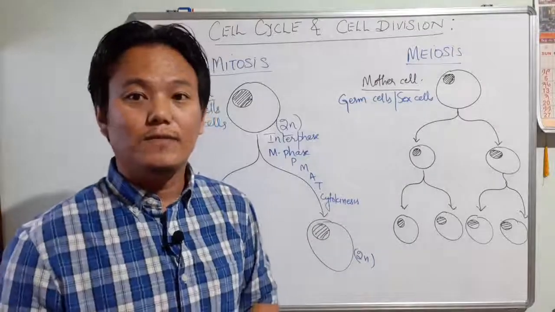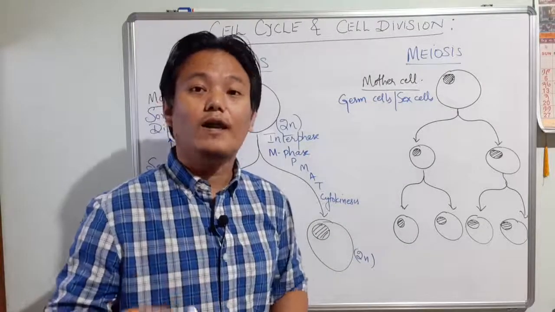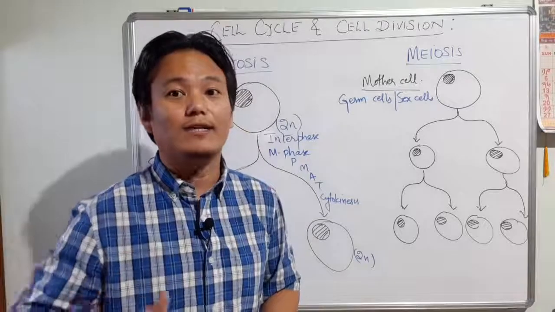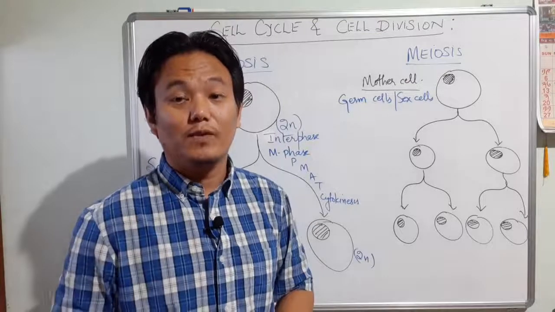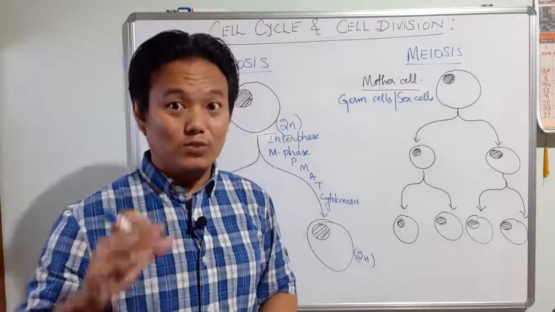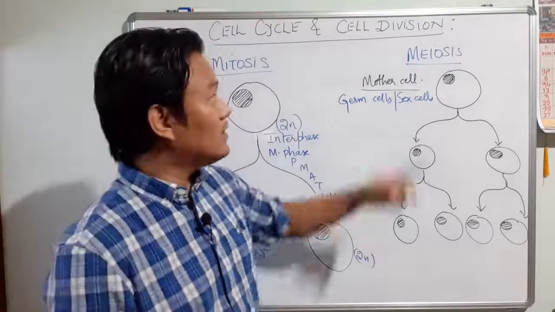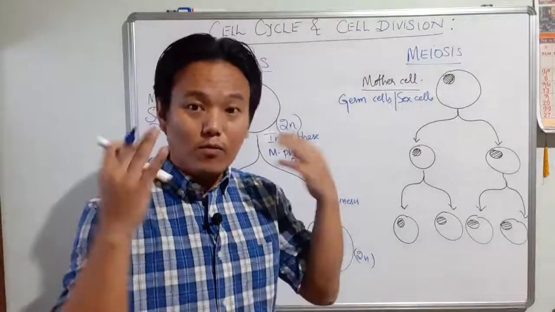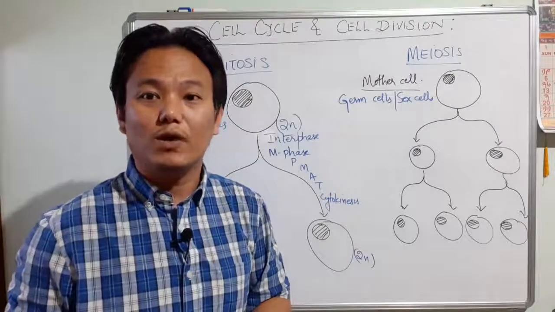In sexually reproducing organisms, how are gametes produced? Sperm and egg are produced through the process of meiosis. Only specialized cells, those germ cells, the sperm mother cell and the egg mother cell, will undergo meiosis. Other body cells won't undergo meiosis. Only the germ cells will undergo meiosis.